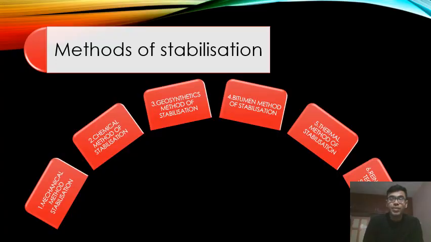And these are a few methods of stabilization. The first one is the mechanical method of stabilization. The second one is the chemical method. The third one is the geosynthetic method. The fourth one is the bitumen method. The fifth one is the thermal method, and the sixth one is the reinforcement technology. Soil reinforcement is also a method of stabilization.